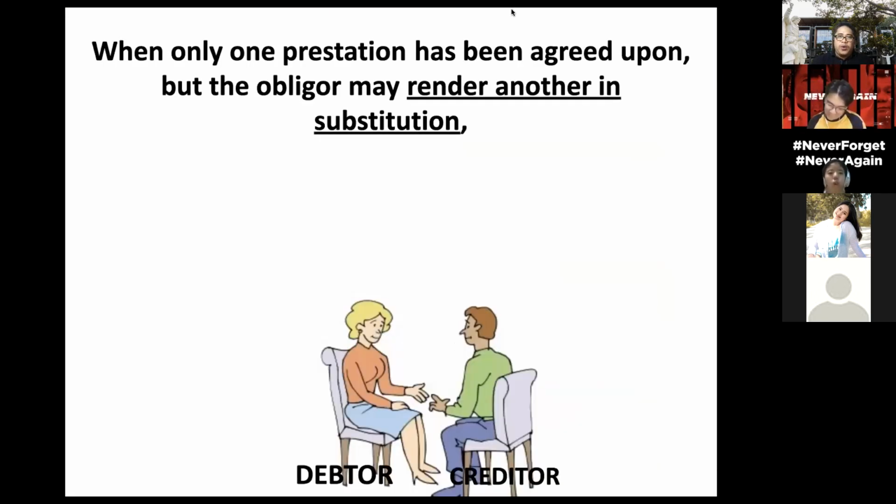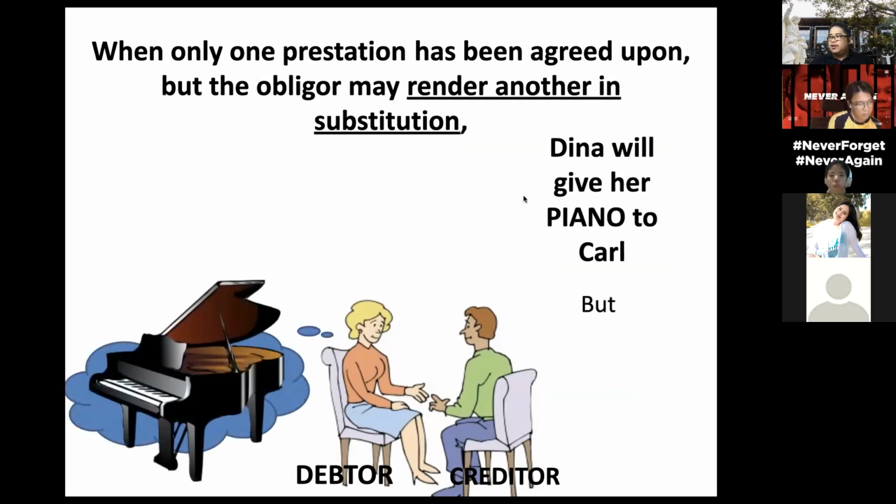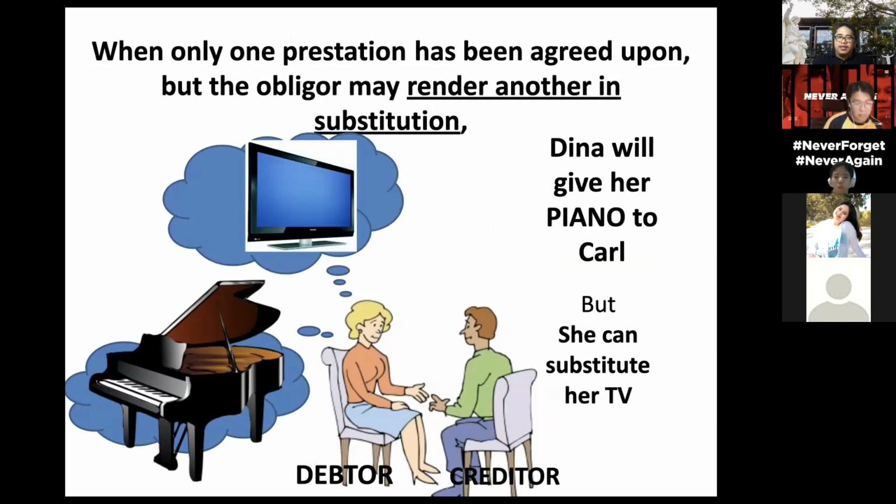Now, the idea here is when only one prestation has been agreed upon, but the obligor may render another, this is the very idea of your facultative obligation. So Dina will give her piano to Carl, but in case the piano will not arrive or is not viable, then she can substitute to give what? A 43-inch classic plasma TV, flat screen. Notice that there's only one prestation, and that is to deliver a piano to Carl. But there can be instances wherein, because the object here may not materialize, there can be a substitution offered.